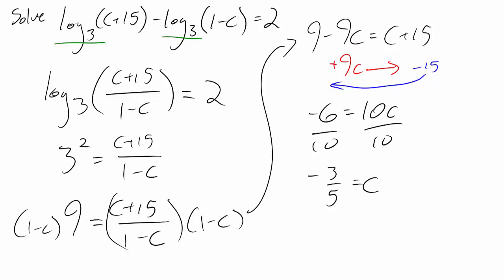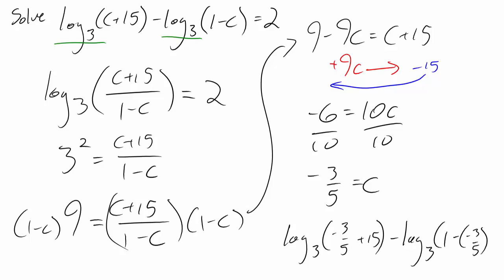Right, now you might be concerned by the fact that our c came out to be a negative number. But remember, it's not the fact that it's a negative number that's inherently bad for variables. We just can't have a negative number inside of our logarithm. So in this case, if we have log base 3 of negative 3/5 plus 15, well, negative 3/5 is less than 1, so the fact that we're adding 15 is going to take care of any possible negatives there, minus our log base 3 of 1 minus our negative 3/5.